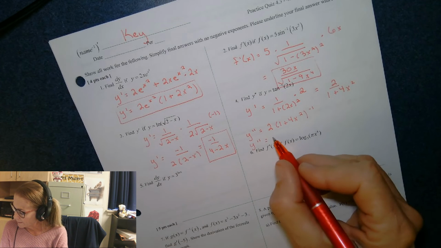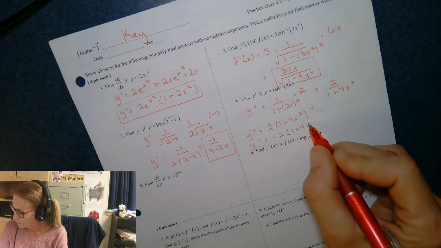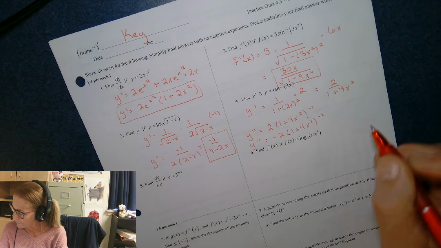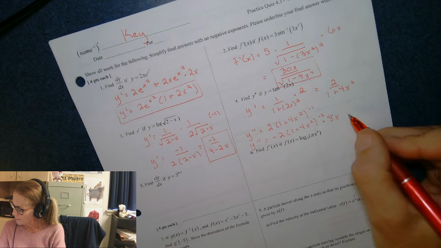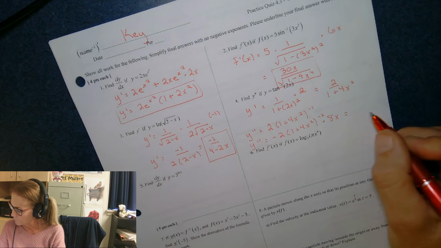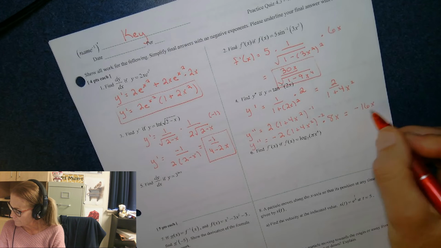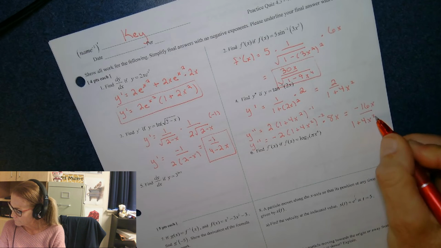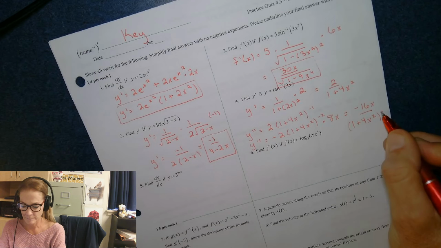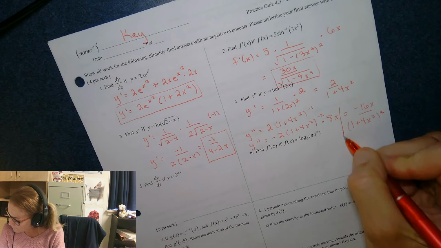That just is going to become negative 2, 1 plus 4x squared to the negative 2, and then we have a chain of, it looks like 8x. All right, so this final answer then would be, looks like negative 16x on the top, and then this can go back down to the bottom. Okay, so negative 16x over 1 plus 4x squared, quantity squared.